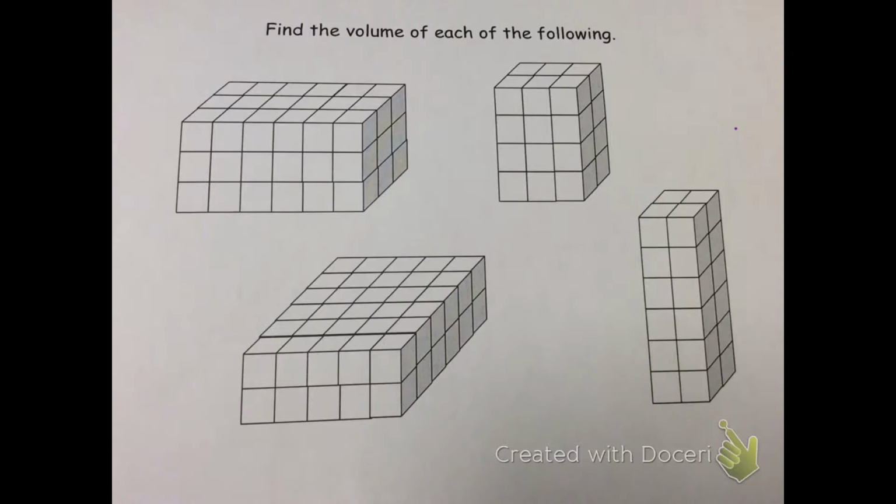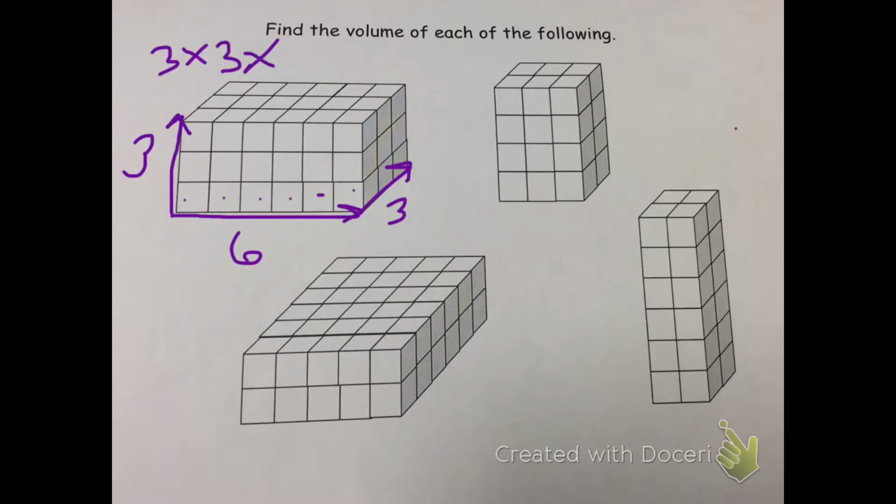Now I have a few examples for us to practice with. So first off, let's figure out its height, which is 3 high. Then the width, which looks to be 1, 2, 3, 4, 5, 6, and then its length is 3. We multiply 3 times 3, which is 9, times 6 equals 54 units cubed.